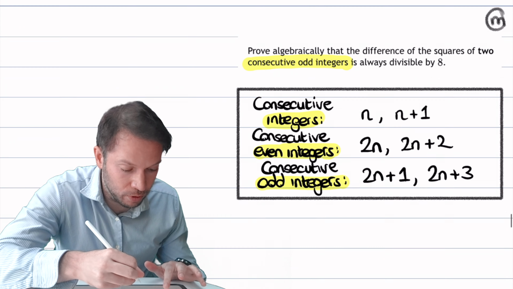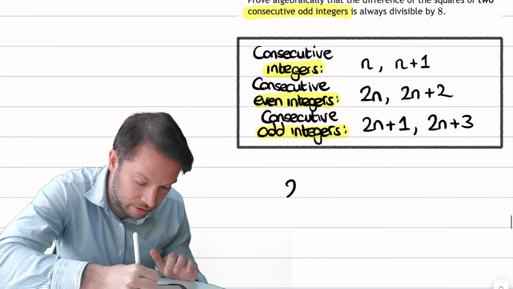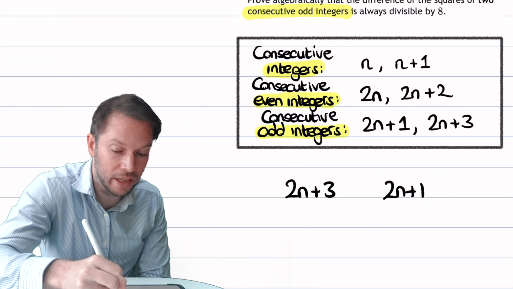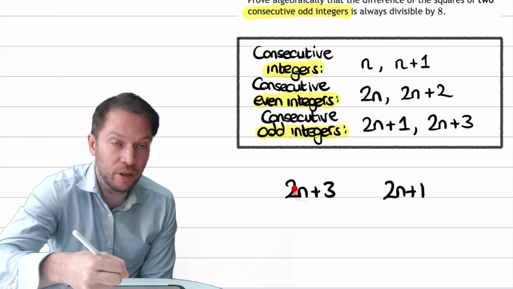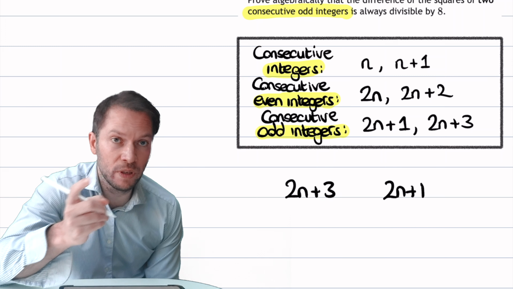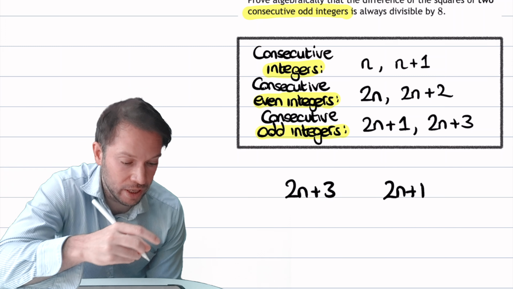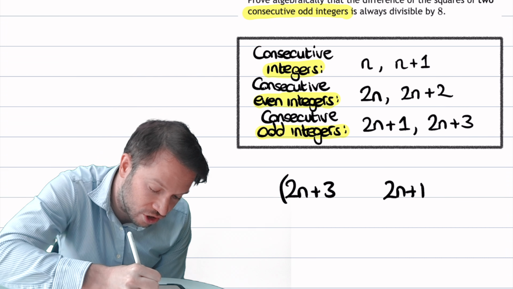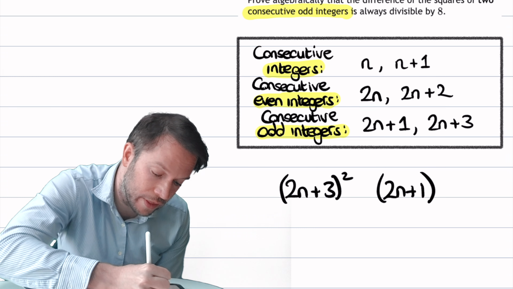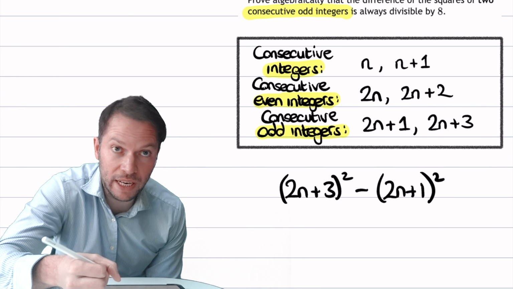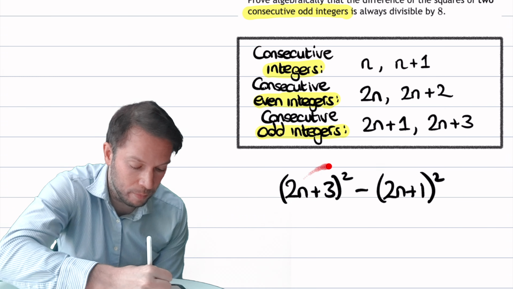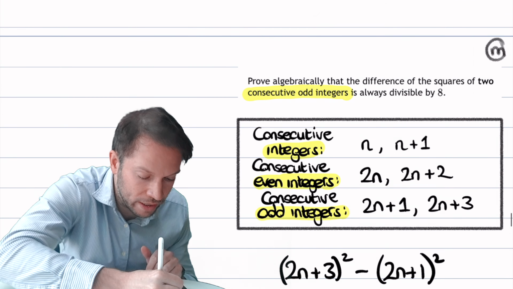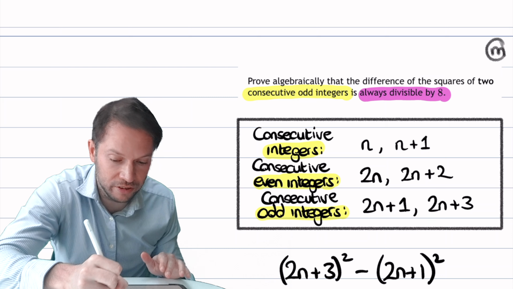So if we make the two odd integers 2n plus 3 and 2n plus 1. Now, the reason I'm putting the bigger one first, the 2n plus 3, is because we're going to find the difference of them. And when you do a difference, you want to do the bigger number minus the smaller number. But it's a difference of the squares. So we're going to square each and then find the difference of them, the subtraction of them, doing the bigger square minus the smaller square. We need to show this is always divisible by 8. We'll see how to do that in a second.